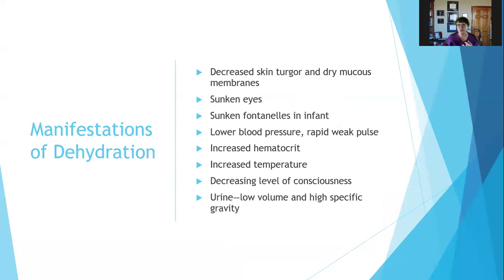The manifestations that you'll be able to see or measure in some way: decreased skin turgor and dry mucous membranes, sunken eyes, sunken fontanelle in the infant, lower blood pressure with a rapid weak pulse, increased hematocrit, increased temperature, decreasing level of consciousness, and low urine volume. The urine is low volume with high specific gravity, which can be measured in the laboratory. But the low volume you can measure in the patient's room or wherever.